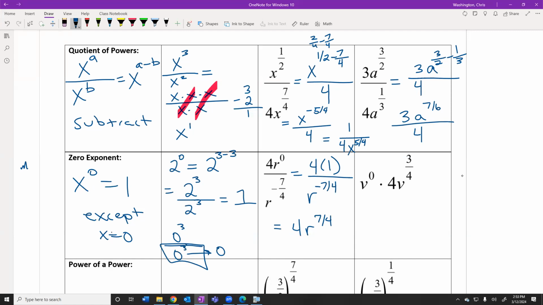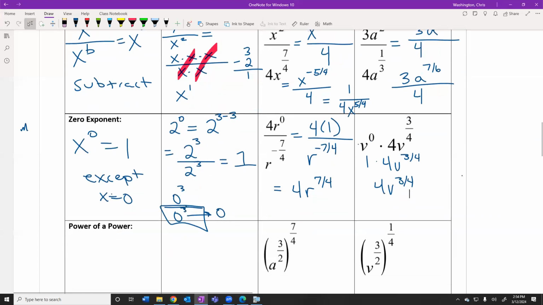What about v to the 0? Right here, v to the 0. Can we add the exponents together? We could. But what is 0 plus 3 over 4? It's 3 over 4. But v to the 0 is 1. So we get 1 times 4v to the 3/4, which is just 4v to the 3/4.